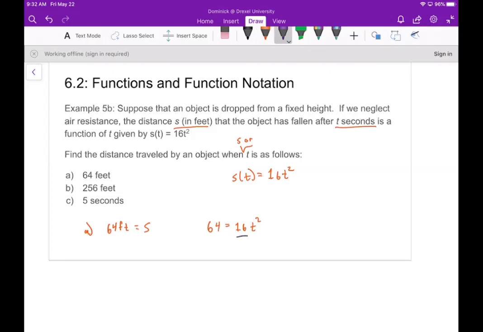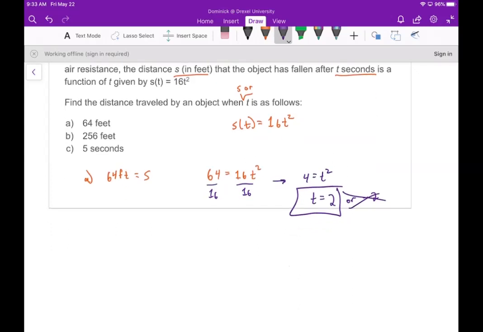So to find t, we would divide both sides by 16, and we get 4 is equal to t squared. So then this tells you that t, once you square root, is either 2 or negative 2. But of course, you can't have negative time, so we want 2. Similarly, part B, we're given feet, so this is an S value. So we want to solve 256 is equal to 16 t squared.